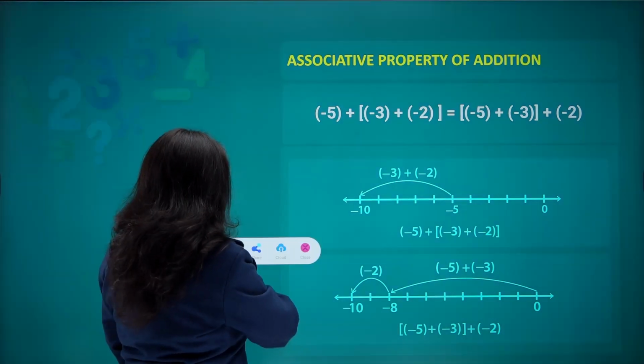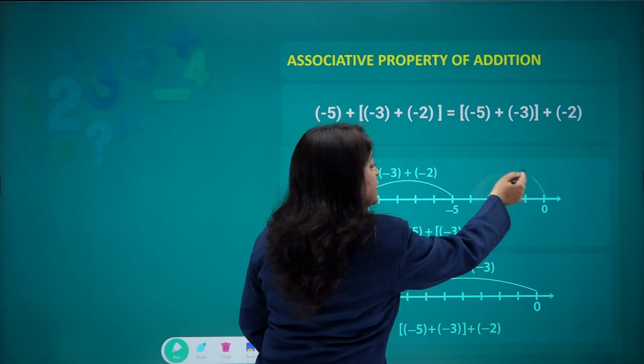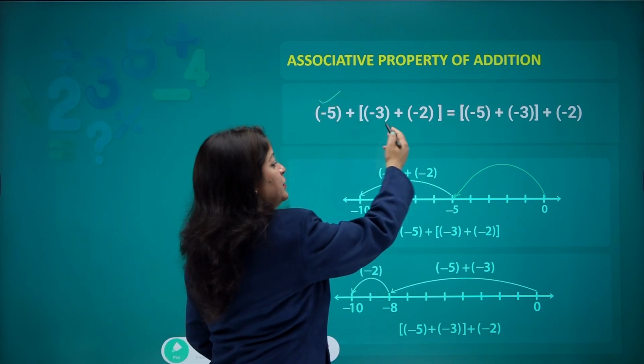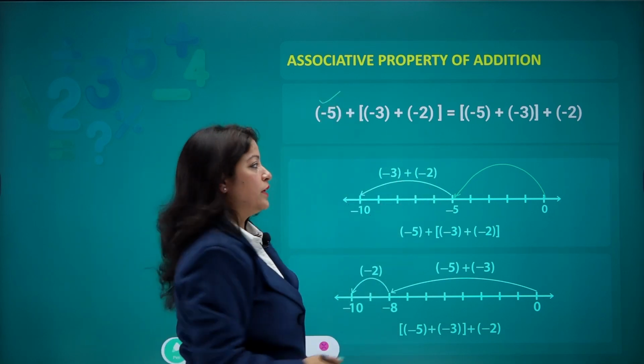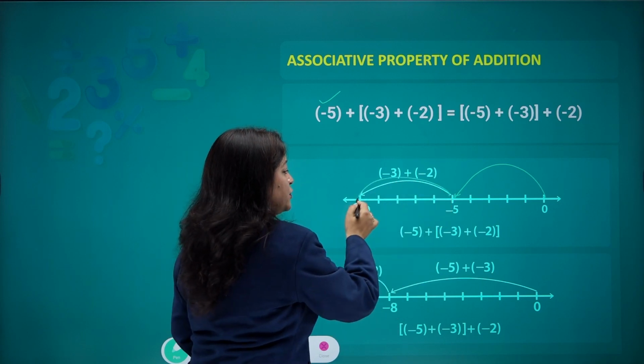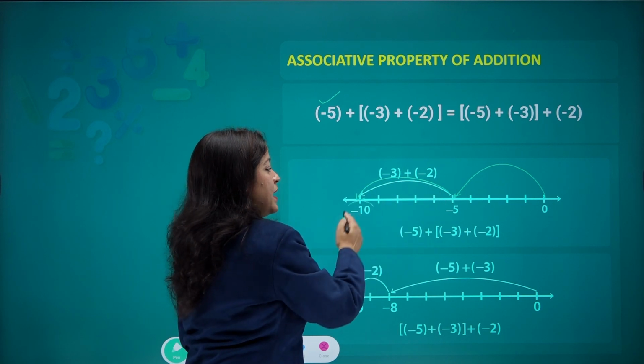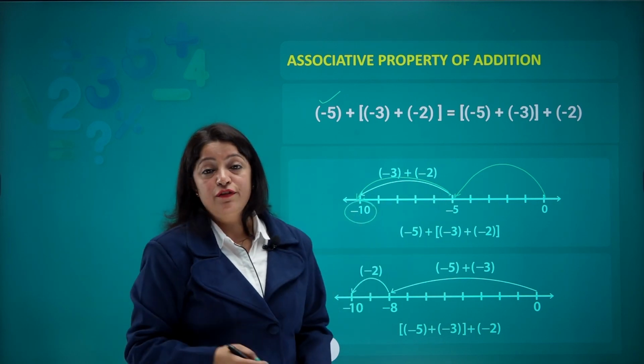So here you can see from 0, first I'll reach to minus 5 and then I'll do minus 3 plus minus 2, adding them together. So what you will get? Minus 2 and you will get minus 5. That means you are moving 5 steps back. So you reached the result negative 10.